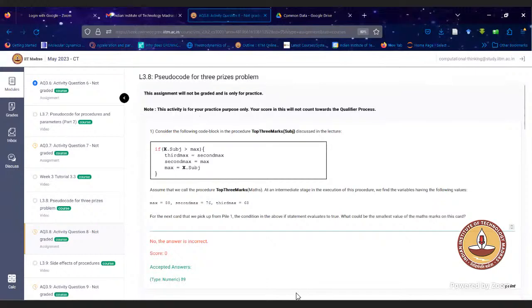Yes, sir. Okay, consider the following code block in the procedure top 3 marks, subject discussed in the lecture. If X dot subject is greater than max, third max is equal to second max, second max is equal to max, max is equal to X dot subject. Assume that we call the procedure top 3 marks math, an intermediate stage in the execution of this procedure.